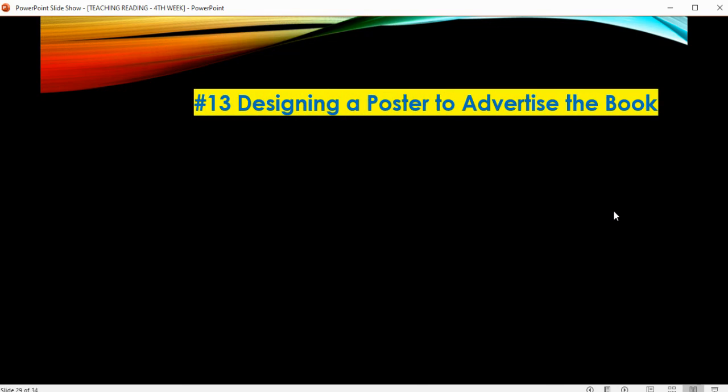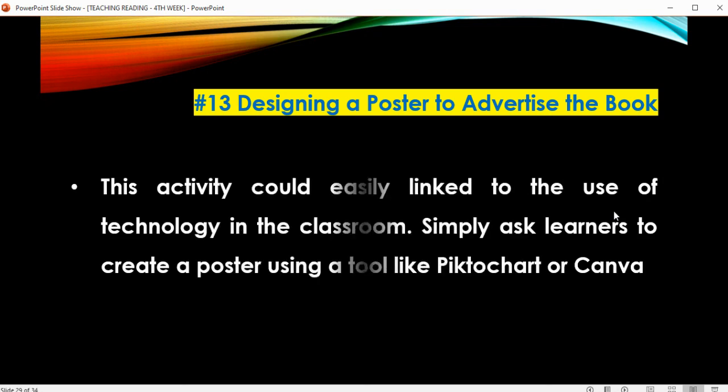And finally, this is the 13th activity, designing a poster to advertise the book. This activity could easily link to the use of technology in the classroom. But remember, we could also use some physical material in order to create a poster: cardboard, papers, markers, and so on. But nowadays we have the opportunity to do these posters online using digital tools. You can create posters with different platforms, different web pages.